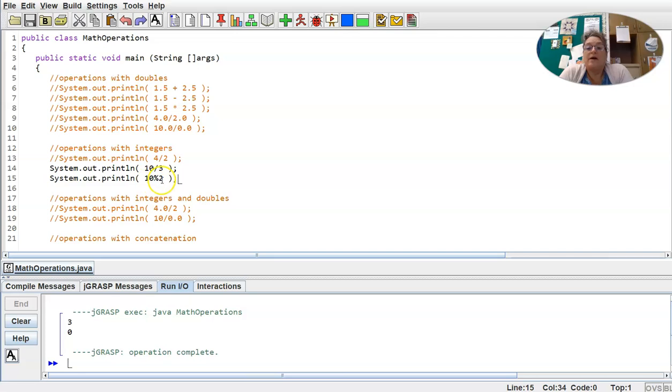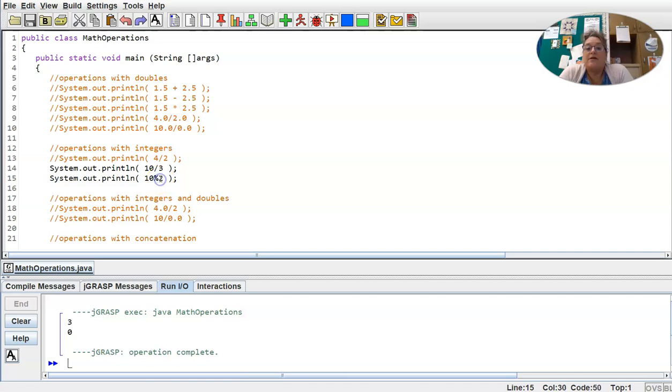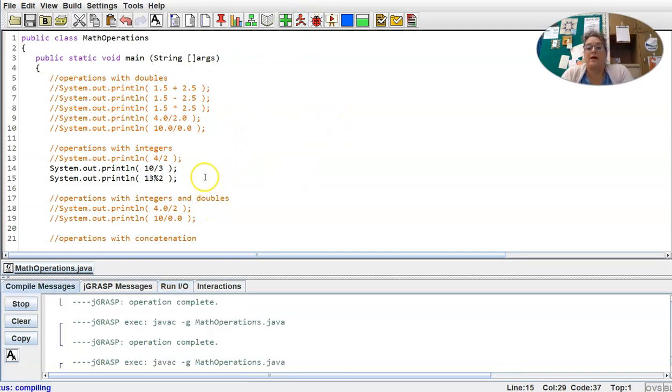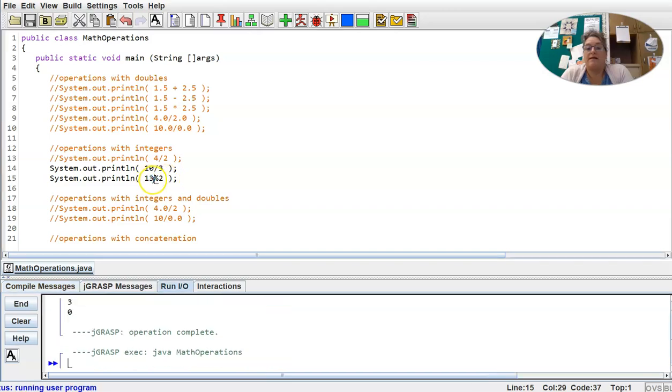So 10 mod 2, the remainder there is 0, and that means that 10 is an even number. Okay, if I change that to a 13, and now when I run, since 13 is an odd number, right, I get a 1 back, there's a remainder, so 2 didn't go in evenly. That tells me that 13 was odd.